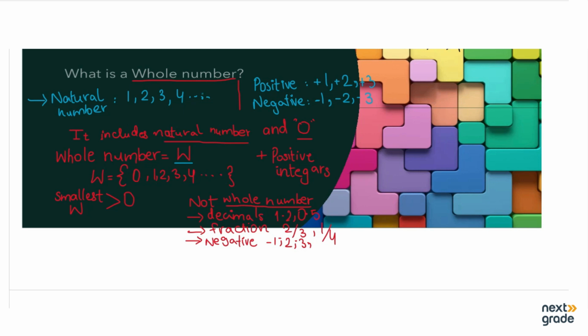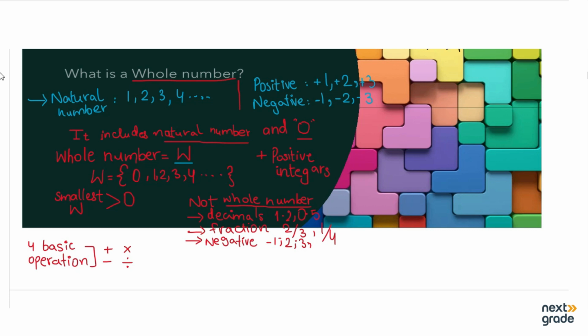On whole numbers you can actually perform the 4 basic operations. ठीक है, और वो 4 basic operations क्या हैं? It's actually addition, subtraction, multiplication and division. So these are the 4 operations that can be performed on the whole numbers.